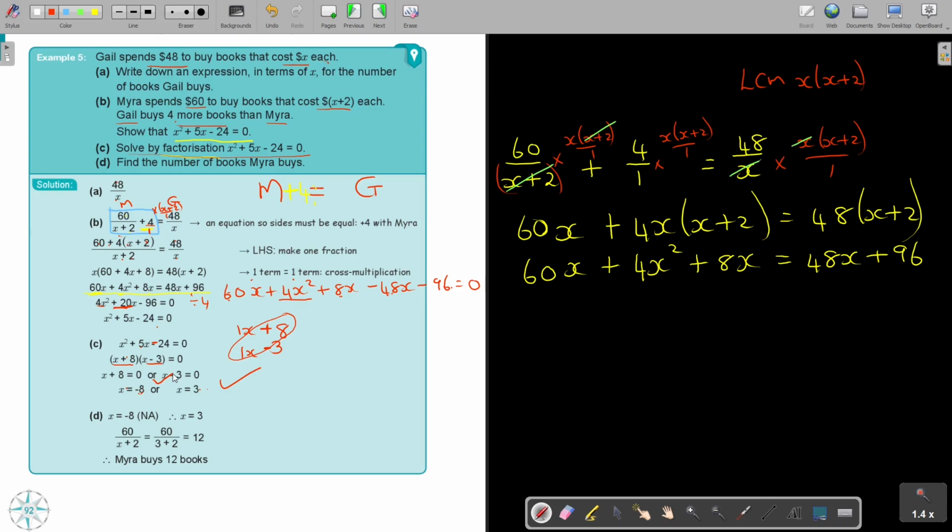In this next question, now they bring in the practicals. They find the number. Now you can say, okay, not applicable. I will work with the 3. So please don't write it in step C. You can do it in D. Okay, and now I just put in, and they say find the number of books, Myra. So it's 3 plus 2, so it's going to be 12.